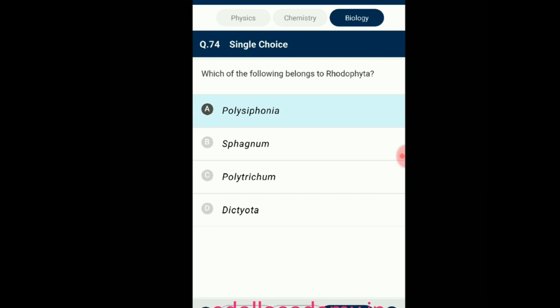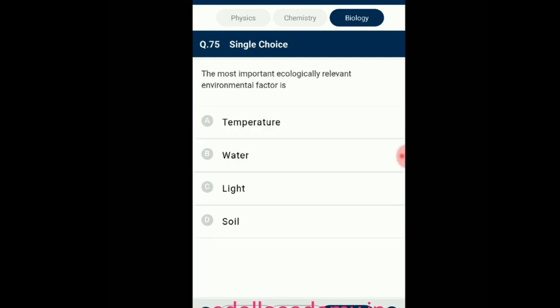Polysiphonia belongs to Rhodophyta. Number 75. The most important ecologically relevant environmental factor is temperature. The average temperature on land varies seasonally, decreases progressively from the equator towards the poles and from plains to the mountain tops. It ranges from sub-zero level in polar areas and high altitudes to less than 50 degrees Celsius in tropical deserts in summer. These variations produce distinct biomes. So the answer for this question is option A, temperature.